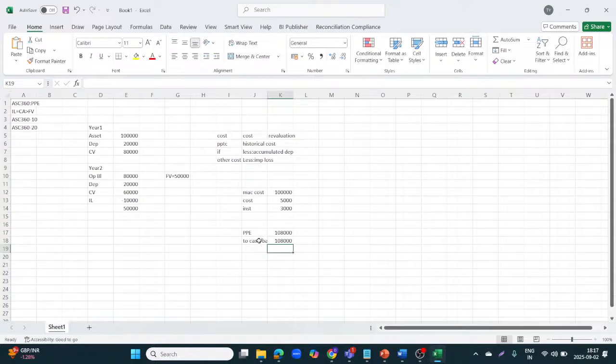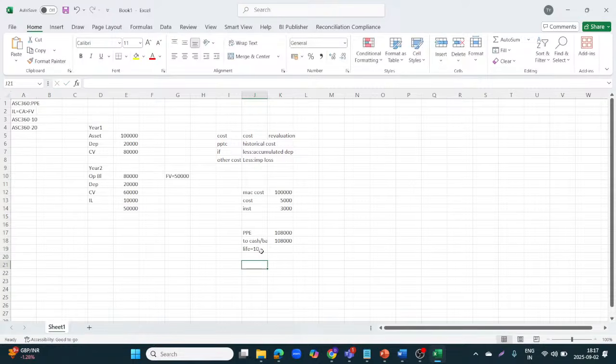Now, what will be the depreciation entry? Suppose the cost of machinery is 1,08,000, and there is no residual value. Suppose the useful life is 10 years. Life of the asset is equal to 10.